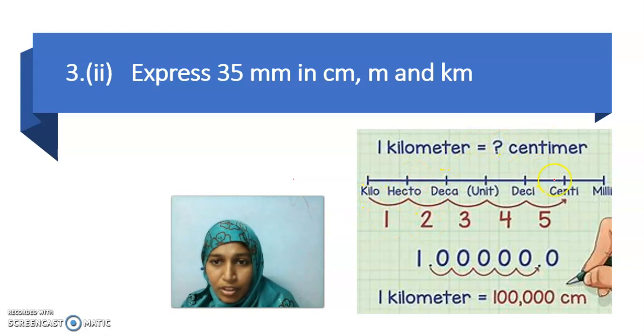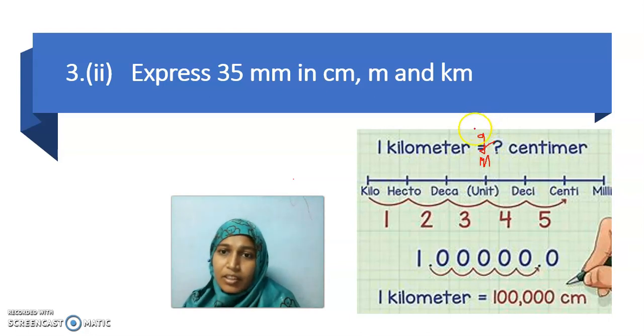Kilometer. Here, in between this unit, it can be any one among these. What are the 3 basic units we have? Length. For length, we use meter. For weight, we use gram. For capacity, which we can measure in liquid form, we use liters. This unit can be one among these: meter, gram or liter.